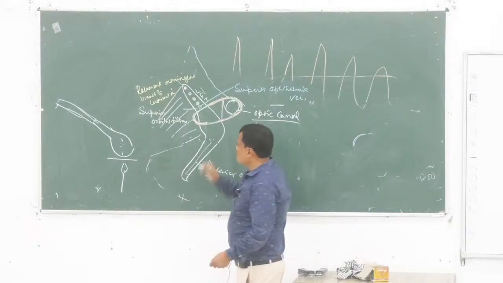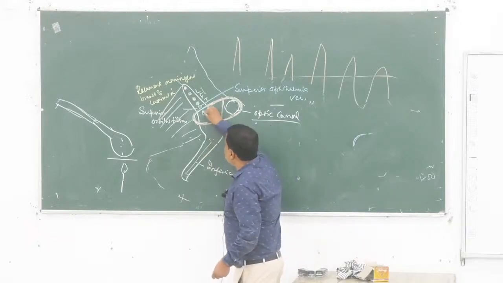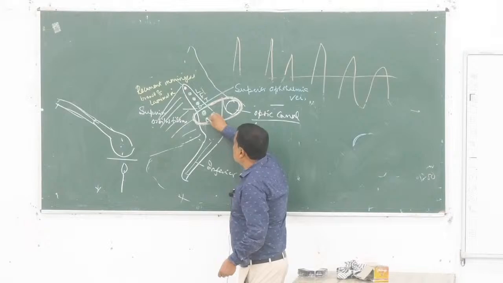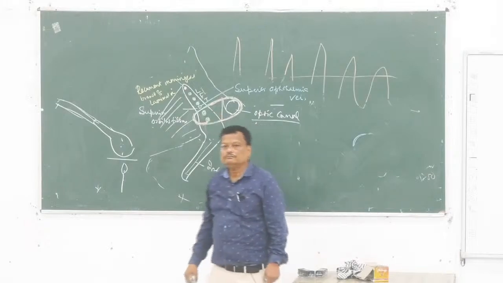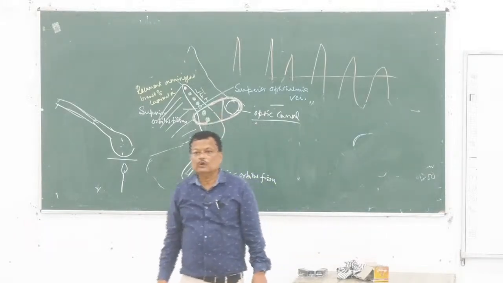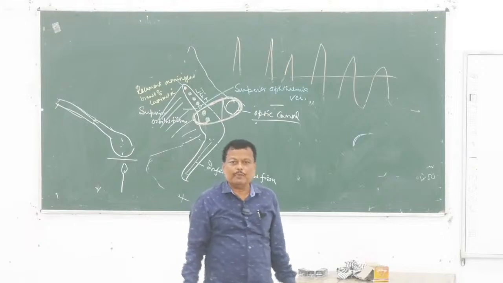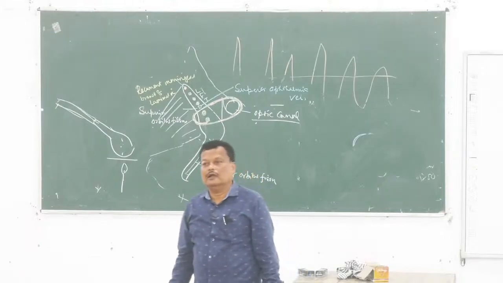Through the middle compartment pass two divisions of the oculomotor nerve. The oculomotor nerve divides here into two divisions, upper and lower. The oculomotor nerve is a very important nerve, the third cranial nerve.